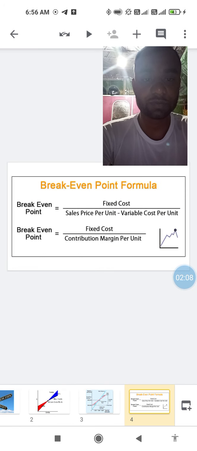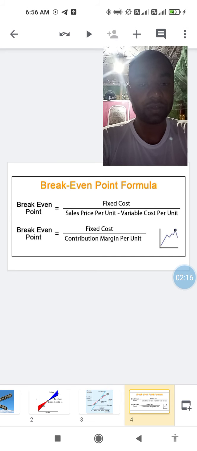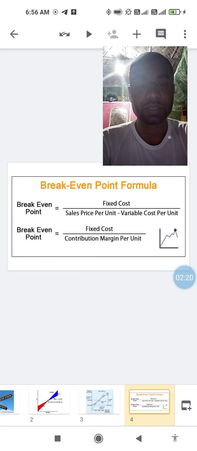Now this is the formula for break-even point. Break-even point is equal to fixed cost divided by sales price per unit minus variable cost per unit. Then we have another form: break-even point is equal to fixed cost by contribution margin per unit. So this is the formula of break-even point.